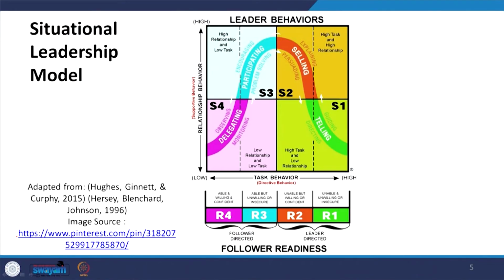Here you will find there are 4 types of leader behavior, based on task behavior and relationship behavior. When the task behavior is directive, there is low relationship and low task. So when does that happen? When there is delegating.